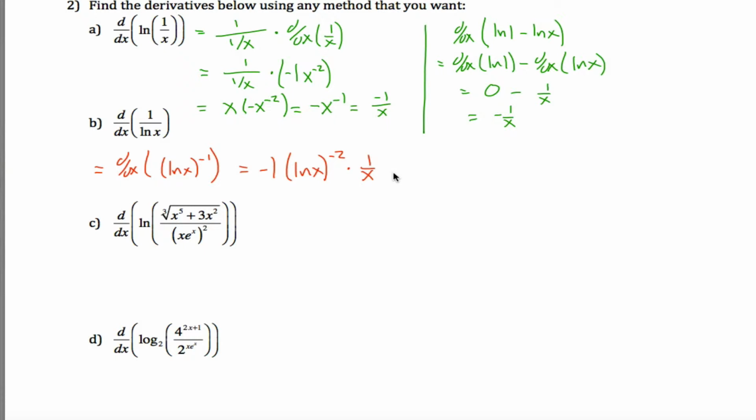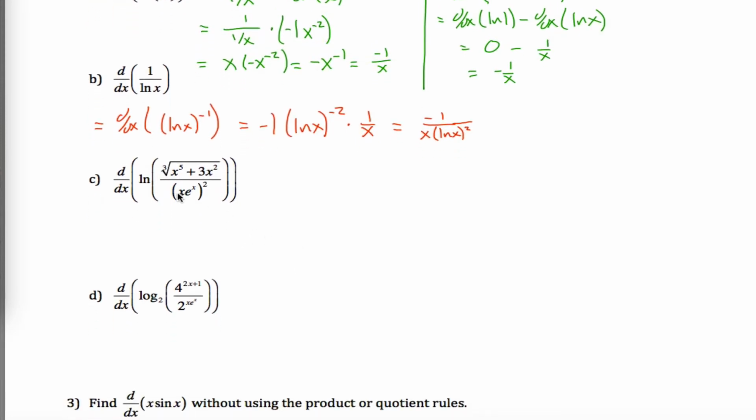So I get this mess right here, which if you want to clean it up a little bit, you could say it's negative 1 divided by x times the natural log of x squared. If you felt like it, this cleans up to this.